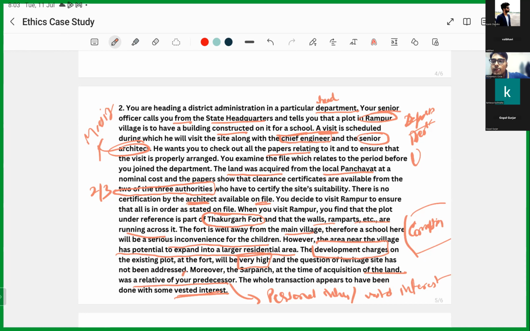Yes, Srividya. Okay. Similarly, if the certificates are there, since the engineer has signed, without taking care of, I'll say, the Thakurgarh Fort issue, even that is not good. Okay.